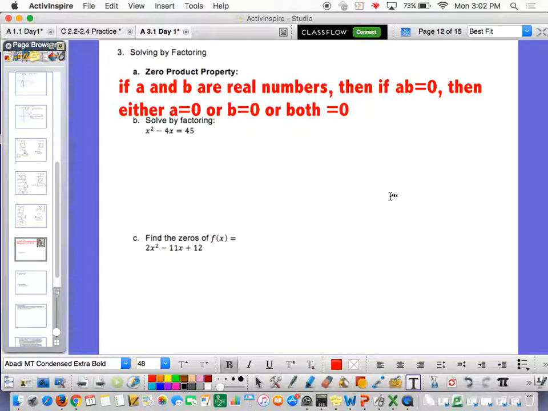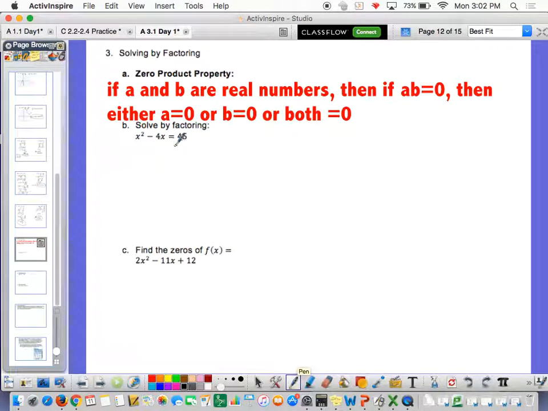It says solve by factoring. So context clues probably tell you that, yeah, maybe I should solve by factoring here. You can't really factor unless it's equal to 0. So let's subtract 45, subtract 45. That way we're left with x squared minus 4x minus 45 equals 0. That's an excellent first step to make. And now let's factor this.